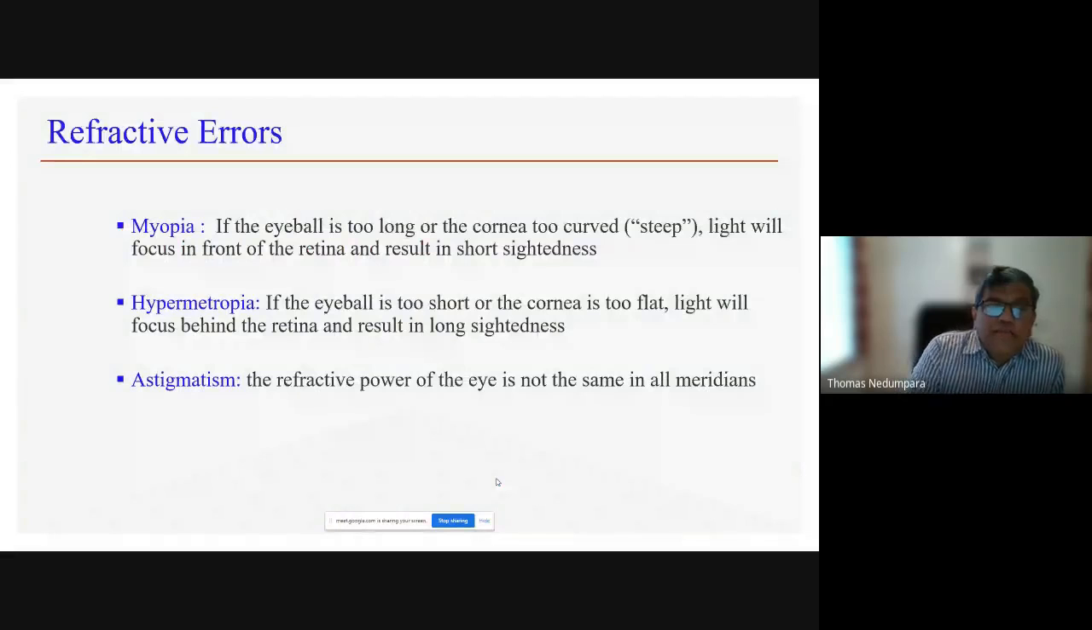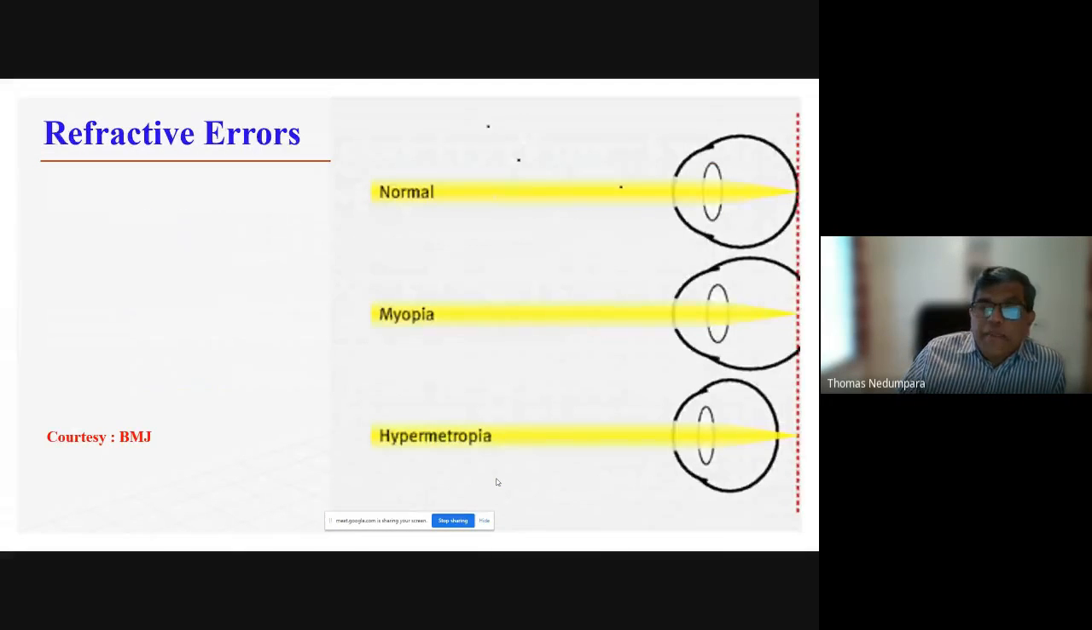In ophthalmology, the main use is in refractive errors. There are three types of refractive errors. One is myopia, where the eyeball is large, so the light is focused in front of the retina. And in hypermetropia, the eyeball is small, so the light is focused behind the retina. So in both cases, there are blurred images.